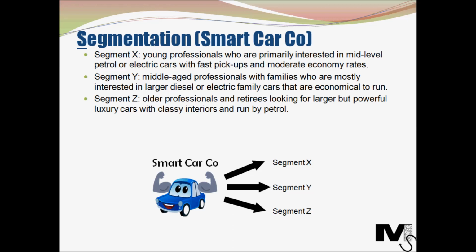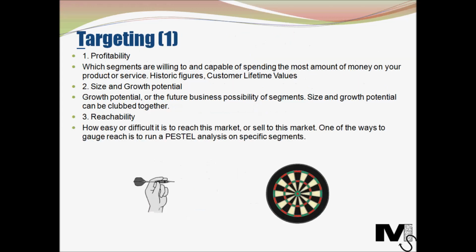Segment Z consisted of older professionals and retirees looking for larger but powerful luxury cars with classy interiors and mostly run by petrol. So these are the 3 segments that they identified. We can now move on to the next level, which is targeting. In this step, we need to decide which of the identified segments from the previous exercise are most profitable to sell to or actually generate the best return on investment.